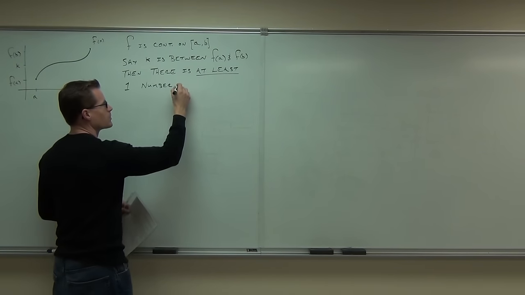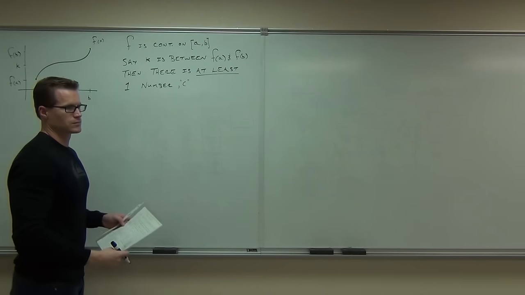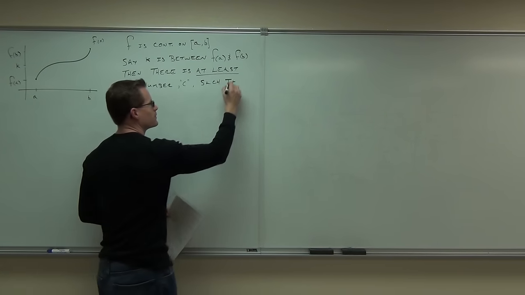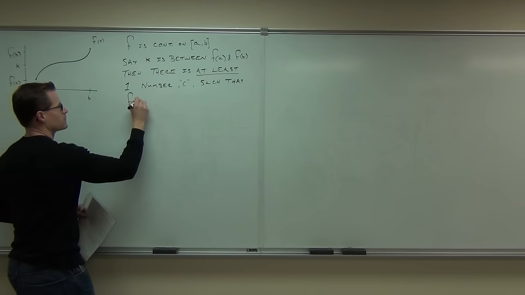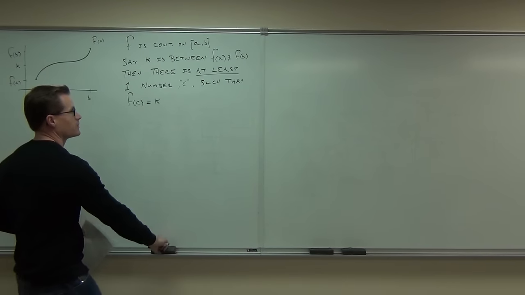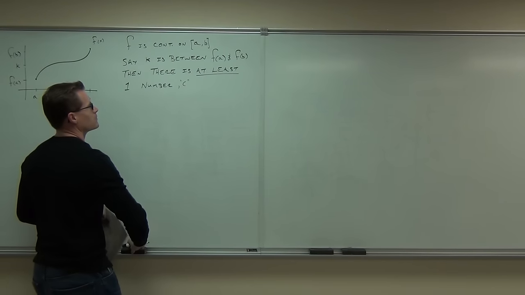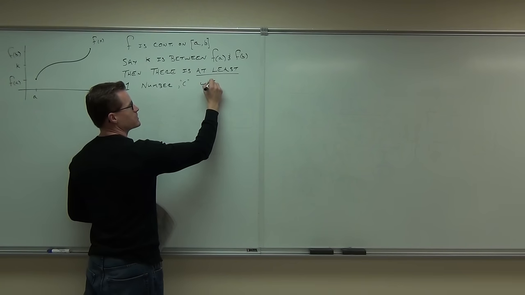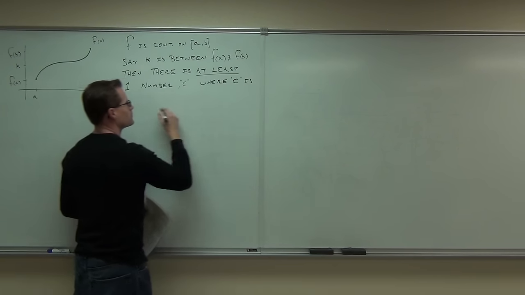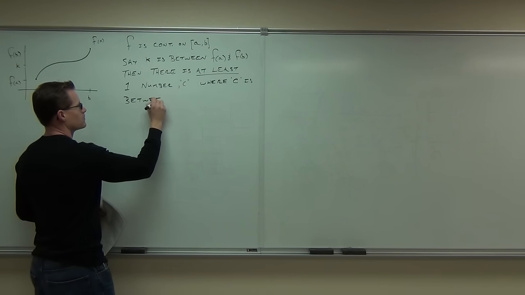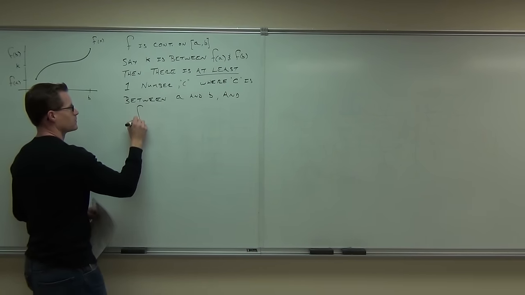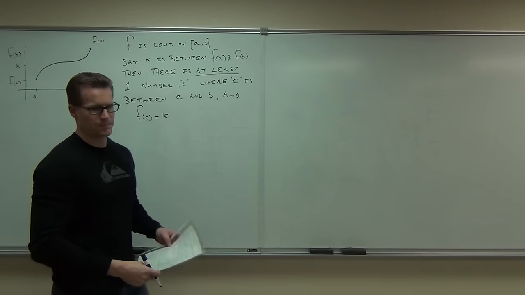Let me call it C, okay? At least one number, we'll call it C, such that f of C will give you k. Oh, I need to add one little part in here. There's at least one number C where C is between, that's kind of a key point, where C is between A and B. And f of C equals k.